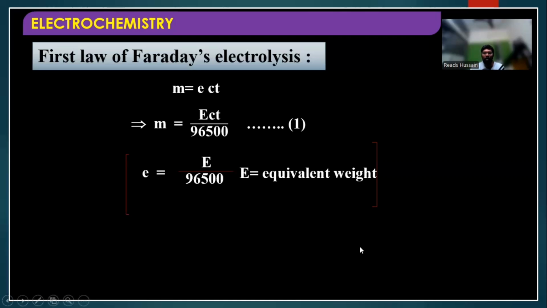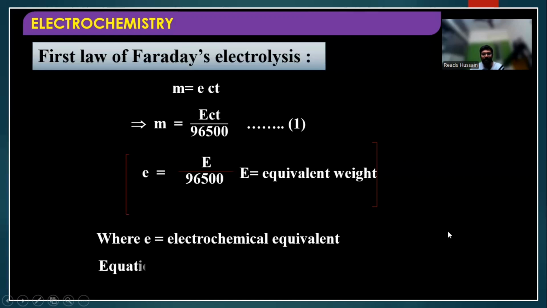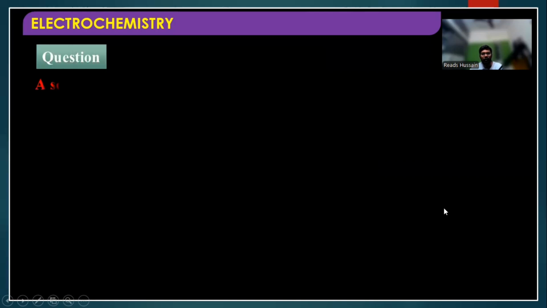Now we are going to discuss one simple problem, one numerical based on this Faraday's first law. So you be perfect with this formula. M is equal to ECT by 96,500. What is M here? M is the mass of the substance deposited or liberated. E is equivalent weight. C is current in amperes. T is the time in seconds. Okay, by 96,500. Remember? Right. One small question.